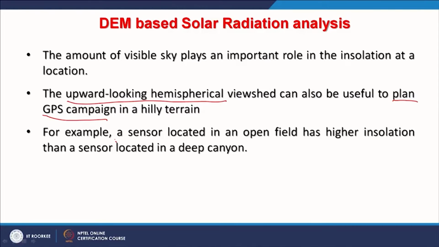So, a sensor located in an open field, like in the case of GNSS, has a higher insolation than a sensor located in a deep canyon. Now, instead of a sensor, one can have a solar panel, which is also in many ways a receptor. So, it receives the solar energy. So, if it is kept in open sky or in an open area, definitely more energy will reach that sensor, receptor or device.